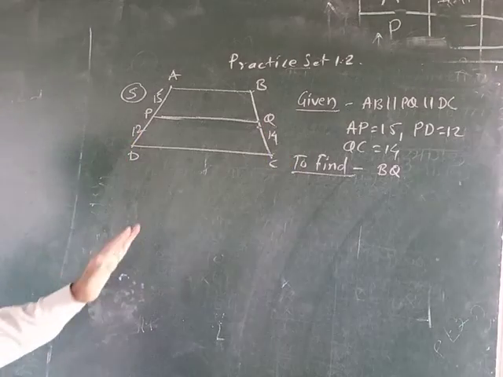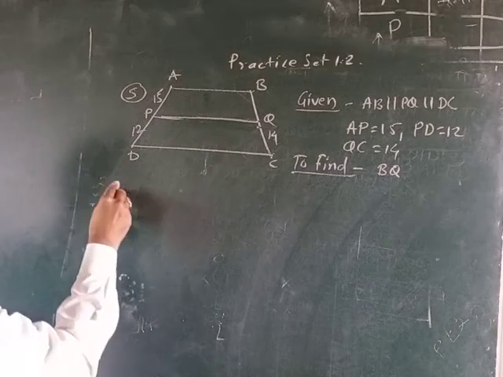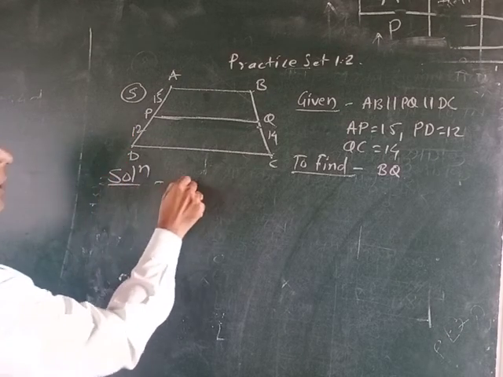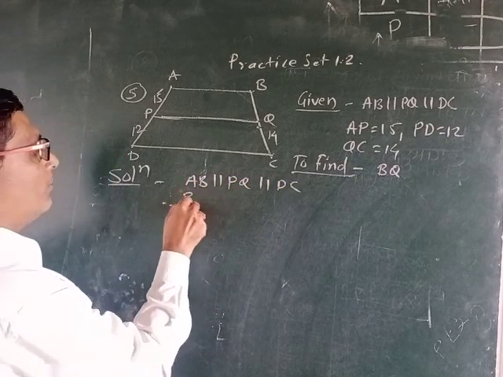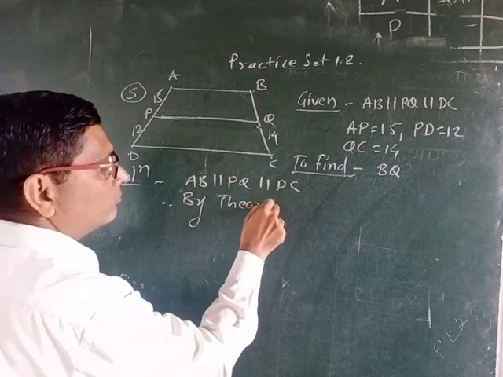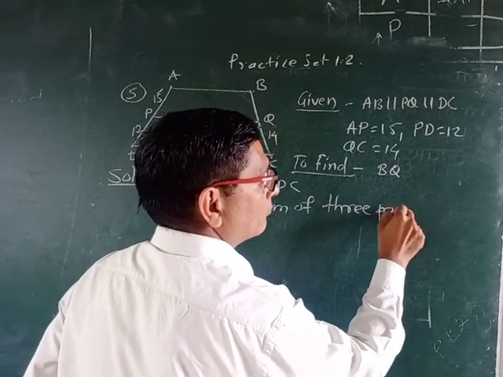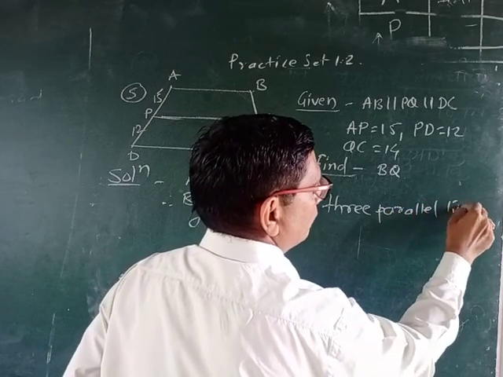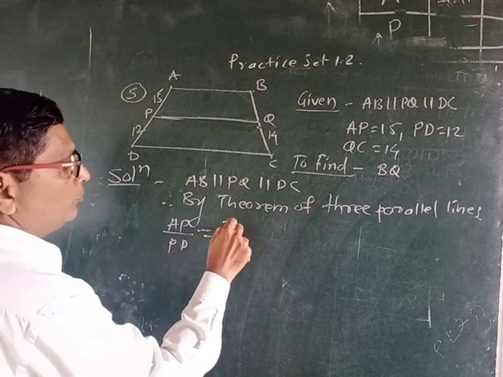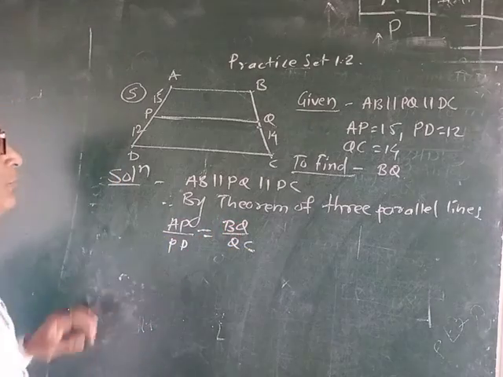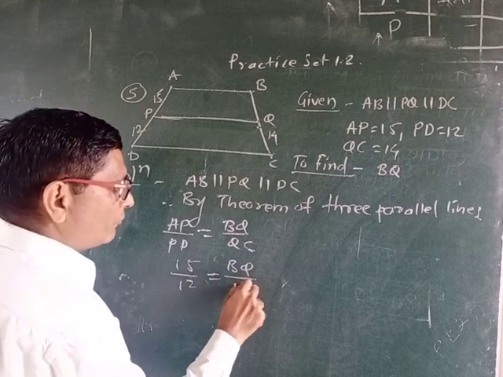When we see three parallel lines, we will use the theorem of three parallel lines. So here AB is parallel to PQ is parallel to DC, therefore by the theorem of three parallel lines, AP upon PD is equal to BQ upon QC. We will put the values: 15 upon 12 is equal to BQ upon 14.